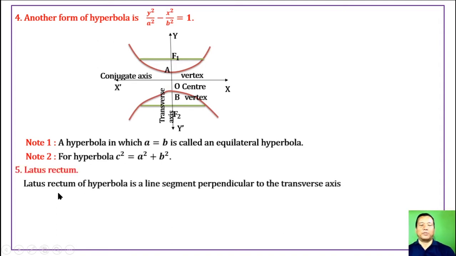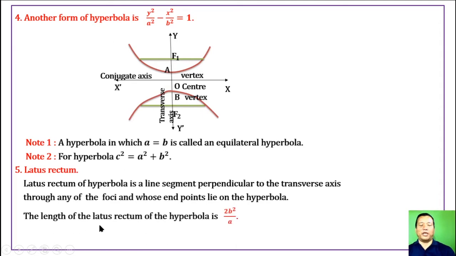Latus rectum. The latus rectum of a hyperbola is a line segment perpendicular to the transverse axis through any of the foci and whose endpoints lie on the hyperbola. The length of the latus rectum of the hyperbola is twice b square by a in all forms of the standard equation.